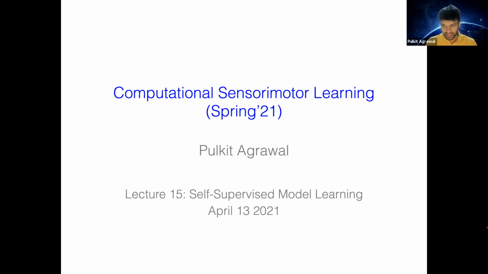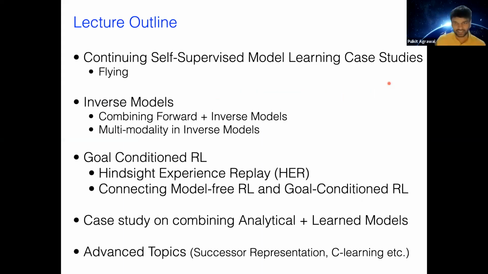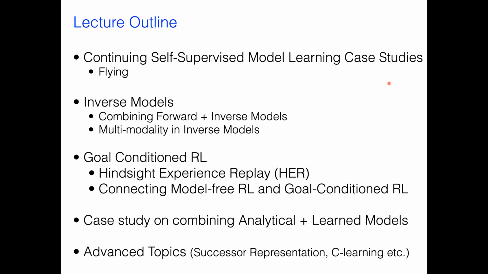Looking at model learning and self-supervised learning in the last lecture. So in this lecture, we'll continue with looking at self-supervised model learning. We will do the case study of flying. Then we look at inverse models. Then we look at goal conditional RL. Then we look at a case study on combining analytical models with learned models.